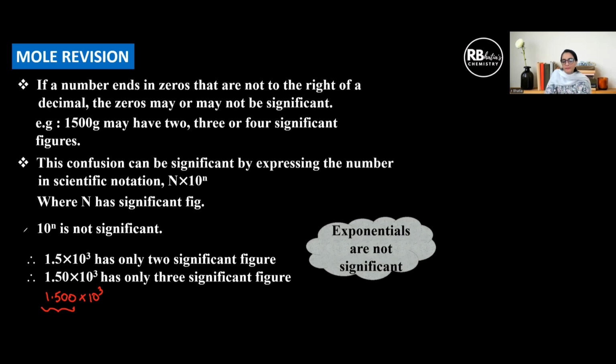But if nothing is mentioned, I just ask you 1500, this is very important, children, this is very important, can be asked at the school level. If I just ask you 1500 gram, I don't give you scientific notation, I don't give you any specification about the balance used, then your answer has to be 2 significant figures. Then we are not going to count these zeros which are given without a decimal point. I hope this point is clear.